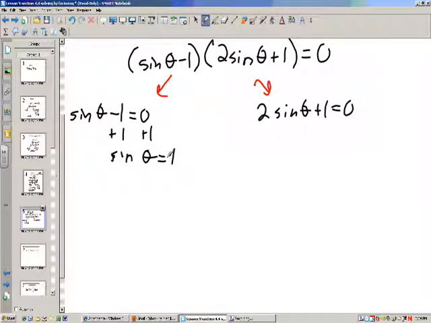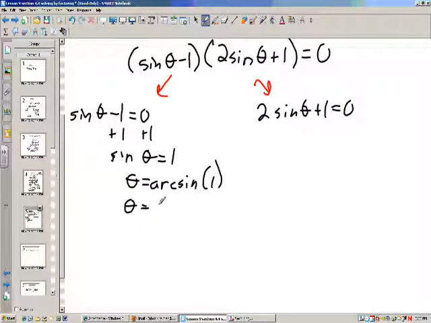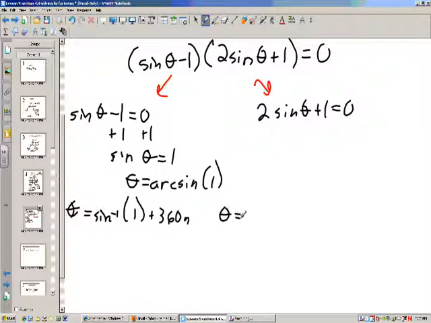I take the arc sine to get rid of the sine, so theta is equal to the arc sine of 1. The arcsine of 1 is going to be split into two equations where I have the inverse sine of 1 plus 360n, and then theta is also 180 minus the inverse sine of 1 plus 360n.